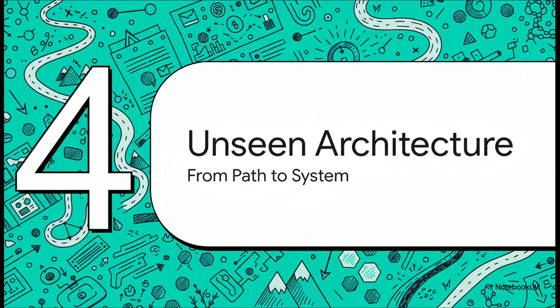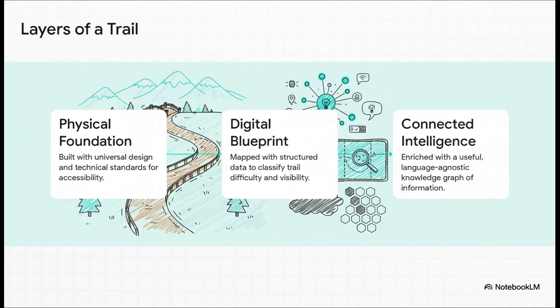Okay, so let's pull all of this together and really see the full picture of what a modern trail has become. It's pretty amazing. It all starts with that physical foundation, right? The ground itself, engineered for access. Then, layered on top of that, we have the digital blueprint, using all that standardized data to make a map that's crystal clear. And then the final layer, the cherry on top, is that connected intelligence, turning the map into a smart dynamic information system. See, each layer is absolutely essential, and each one builds perfectly on the last.